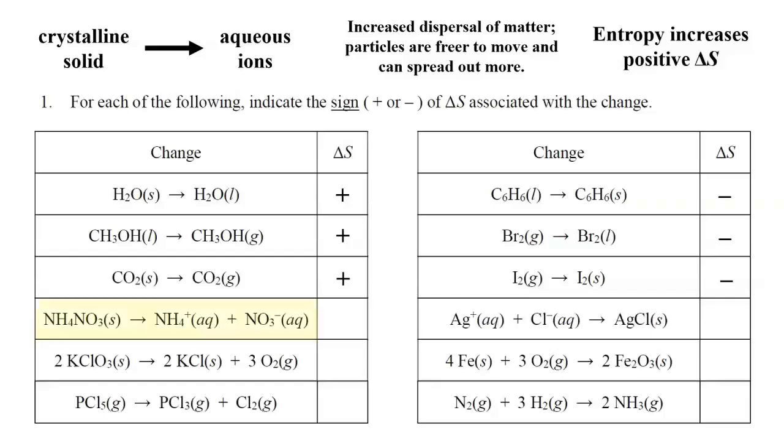So if solid ammonium nitrate is dissolved in water to produce the aqueous ions, ammonium and nitrate, our prediction would be that the entropy should increase, leading to a positive delta S.